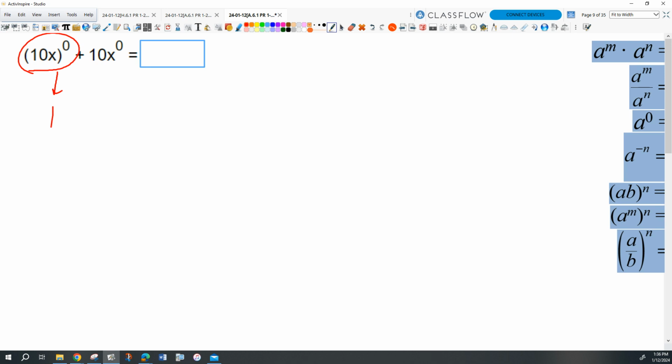Okay. How about the next one? We get plus, and then I've got this guy. What's being raised to the 0 there? Just the x. So x to the 0 becomes 1, but I've still got this 10 out front, right? So it's 10 times 1, so it's just 10. And so the total answer becomes 11. Okay?